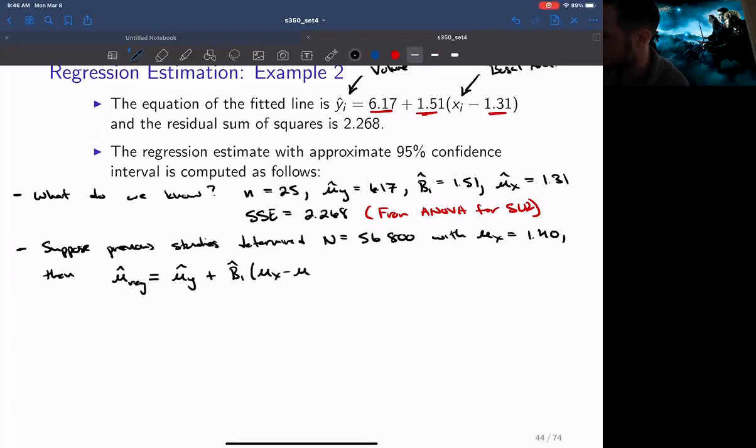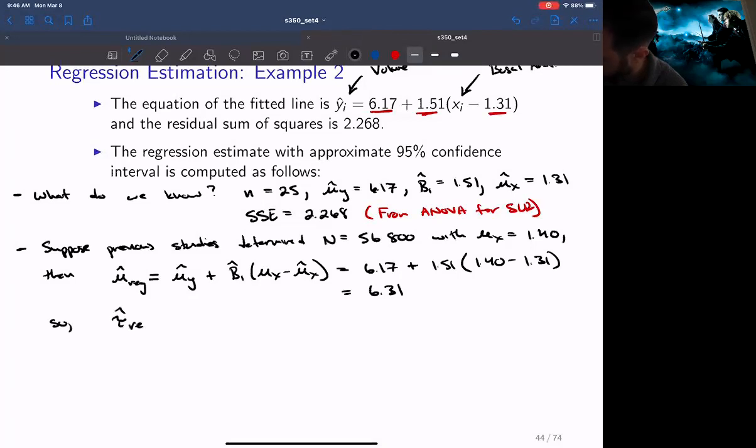mu x minus mu hat x. That's going to be 6.17 plus 1.51 multiplied by 1.40 minus 1.31. Okay. And that gives us 6.31. All right, so then if we wanted to get an estimate of the total here, we can say tau hat reg would be capital N multiplied by 6.31.